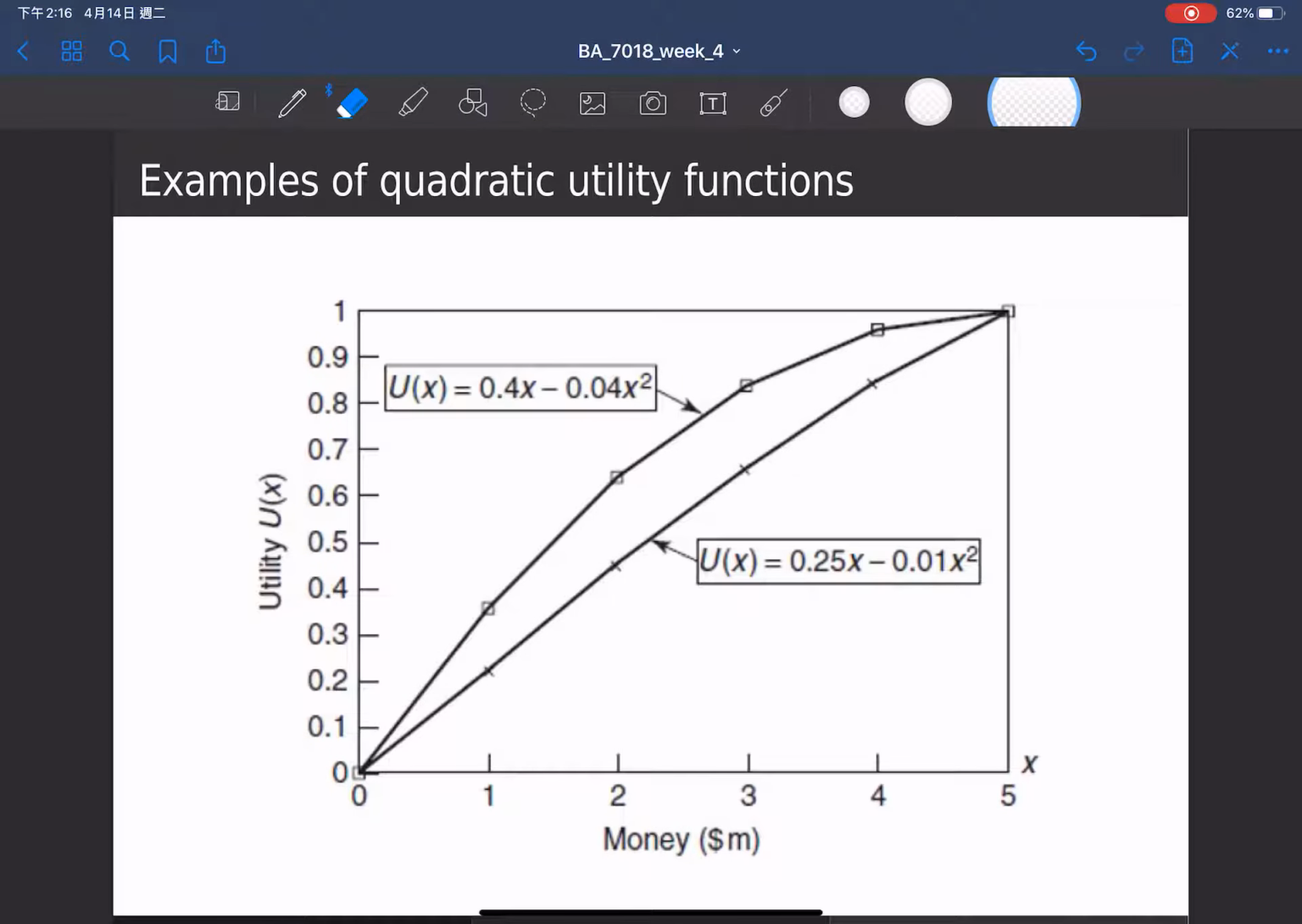Okay. Now, suppose we have two different utility functions. Both are quadratic. Quadratic means the power of x is up to 2, or exactly 2. So it will satisfy our condition for a concave utility function. So for example, if you don't know how to set up a concave utility function, you can assume a quadratic form. Okay?